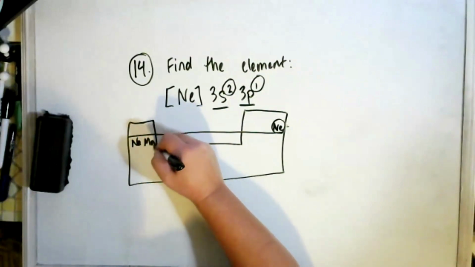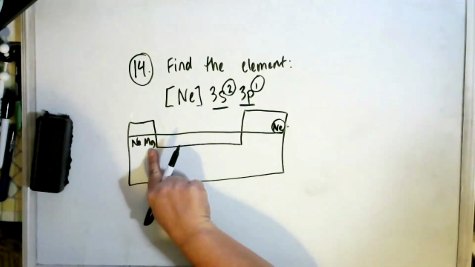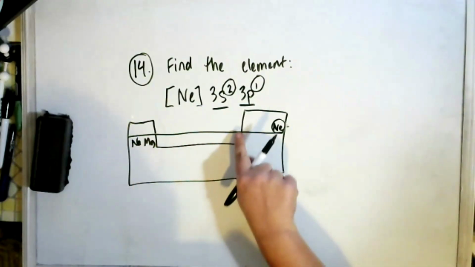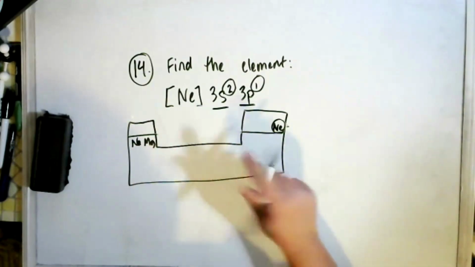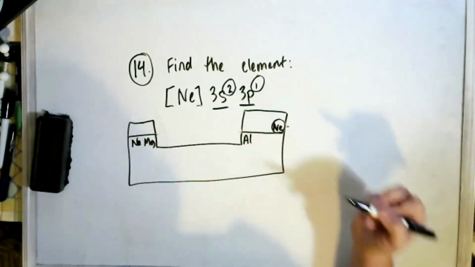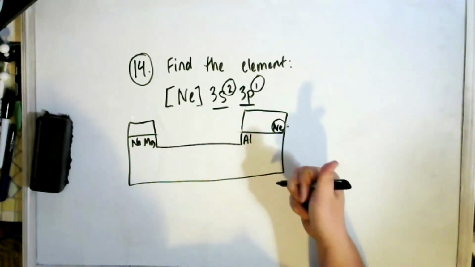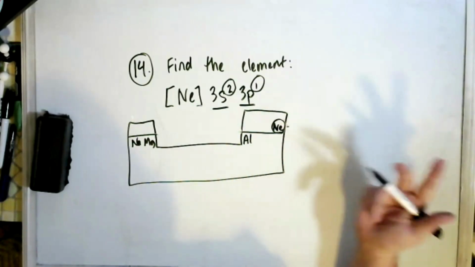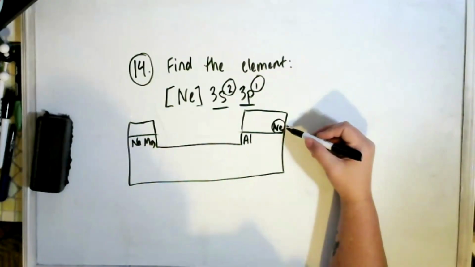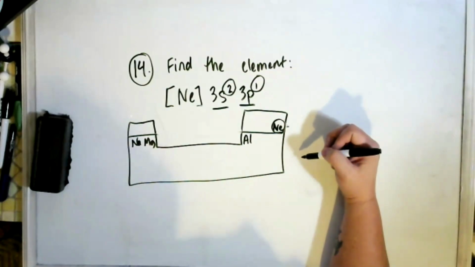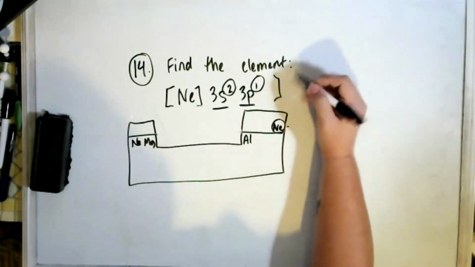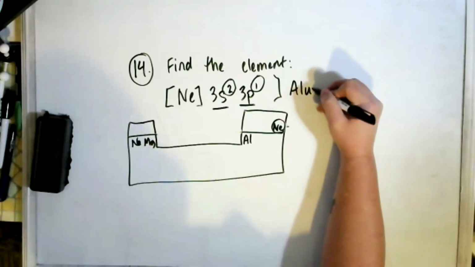sodium and magnesium. Up to there is 3s2. Then we skip over our little transition metal group, and right over here is aluminum. Aluminum has 13 protons and 13 electrons, right? So it's going to have 3 more electrons than neon would. So this is going to be the electron configuration for aluminum.